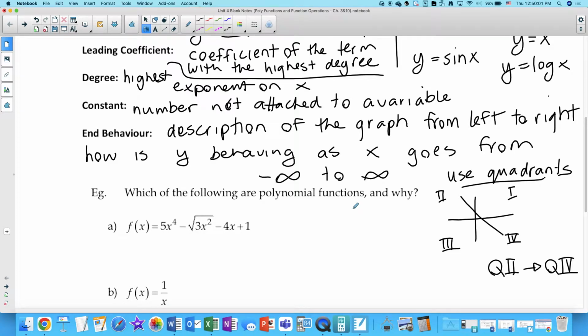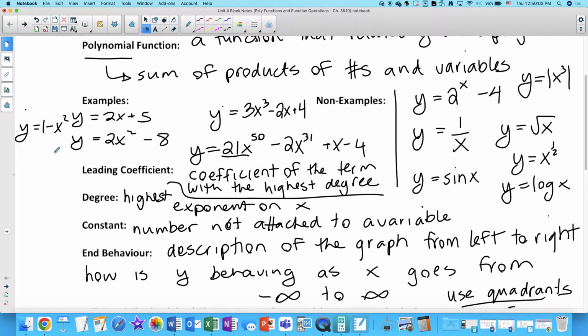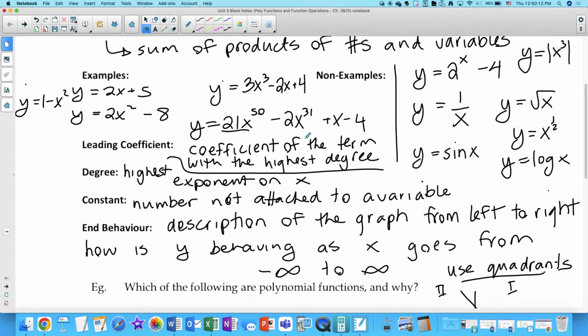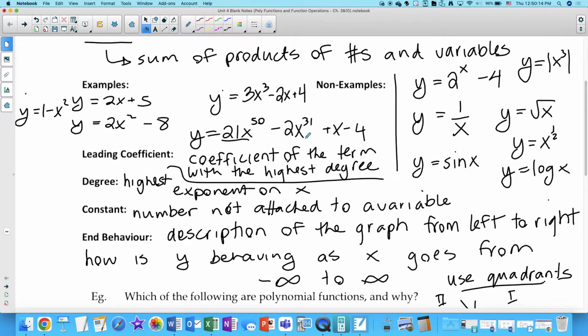Let's take a look at some of these. So we've got a bunch of different functions up here. I'll give you a hint. It's connected to the degree. If the degree is even, functions that have an even degree are going to behave in a certain way, and functions that have an odd degree will also behave in a certain way. So that's another thing we're going to pay attention to, specifically with respect to end behavior. All right, so let's take a look at some of these functions.